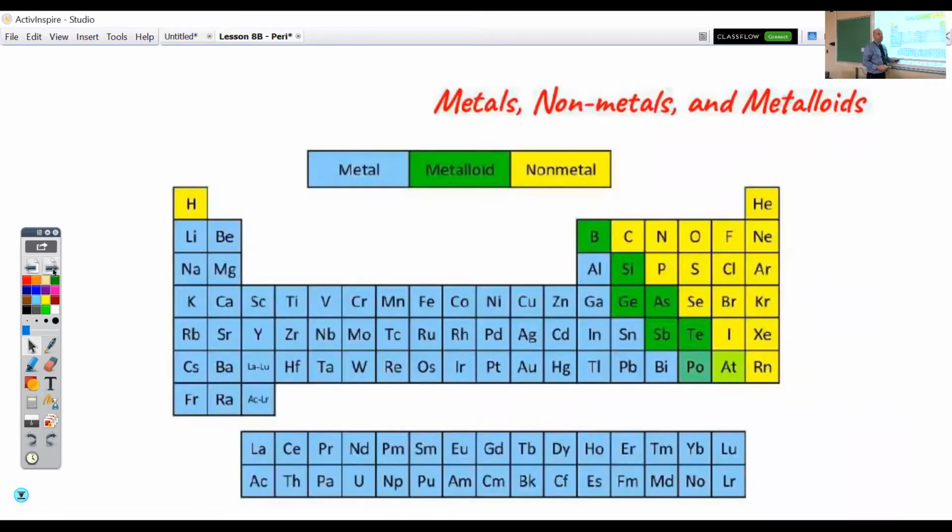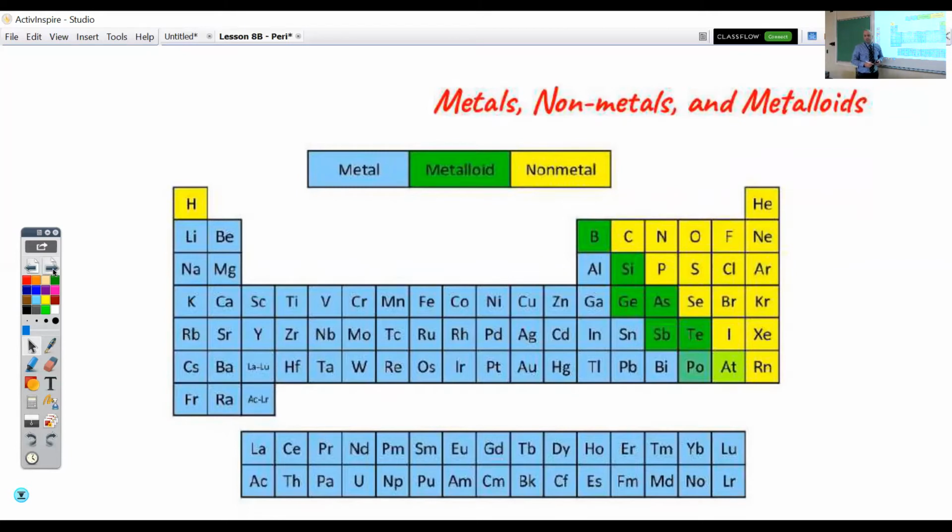What you're going to see is a listing of all of the metals, nonmetals, and metalloids. So the metals are in this blue color. The metalloids, which have properties of both metals and nonmetals, they're in the green color. And finally, the nonmetals are shaded in yellow. You can see that most of the periodic table is in fact made of metals.